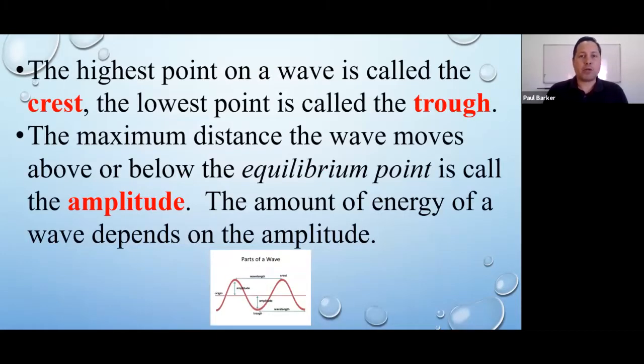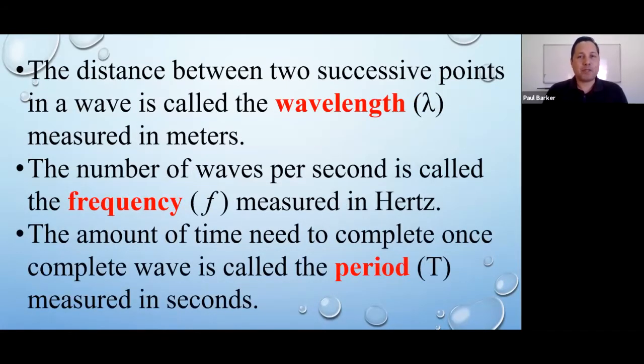The highest point on the wave is called the crest. The lowest point is called the trough. The maximum disturbance of a wave above or below the equilibrium point is called the amplitude. The amount of energy of a wave depends on the amplitude. The distance between two successive waves is called the wavelength. The symbol for wavelength is lambda. It looks like an upside down Y. It's really the Greek letter L, and it's measured in meters.